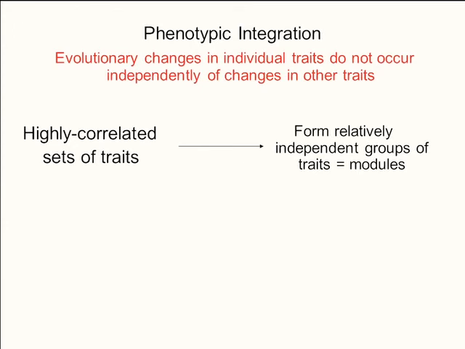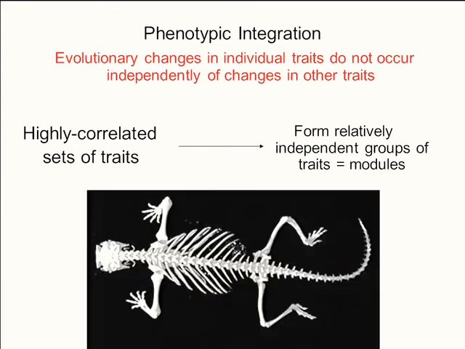But the basic idea is just that evolutionary changes that occur in individual traits do not occur independently of changes in other traits. And this is something that we want to take into account when we're trying to reconstruct the evolution of traits or of organisms. And through quantitative analyses of morphometric data or indeed discrete data, we can identify highly correlated sets of traits. And in fact, these sets of traits can often form groups that have very strong interactions or correlations within them, but relatively weak interactions between them, and we call those modules.